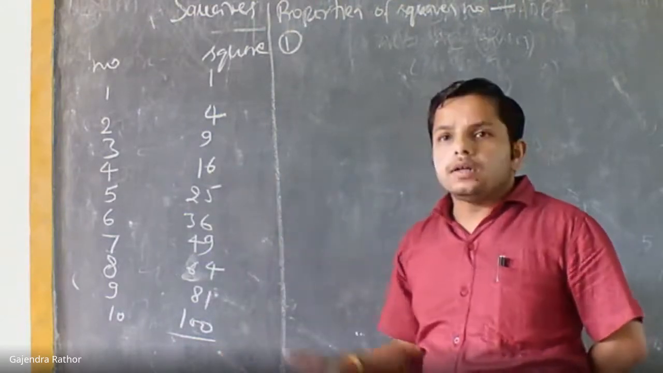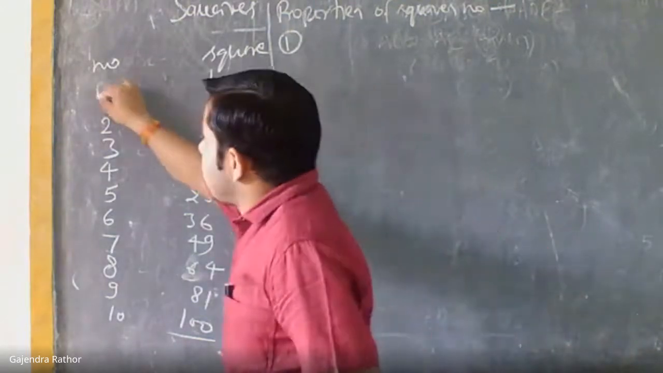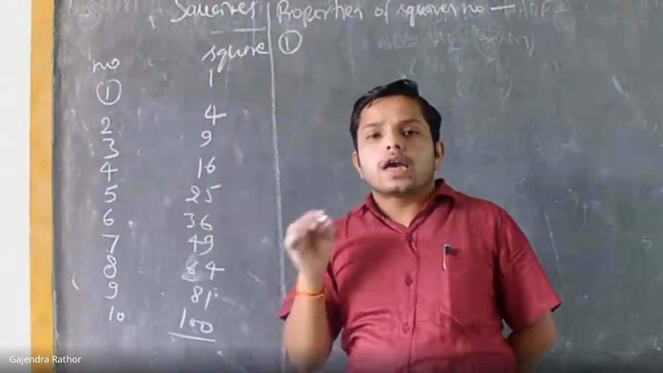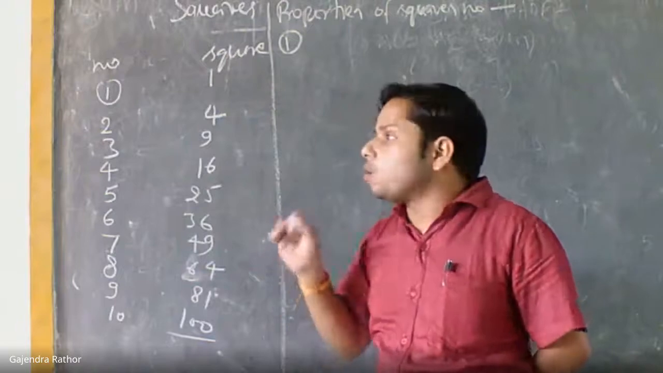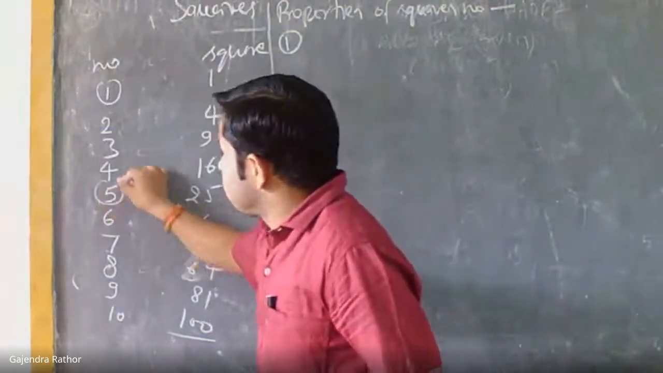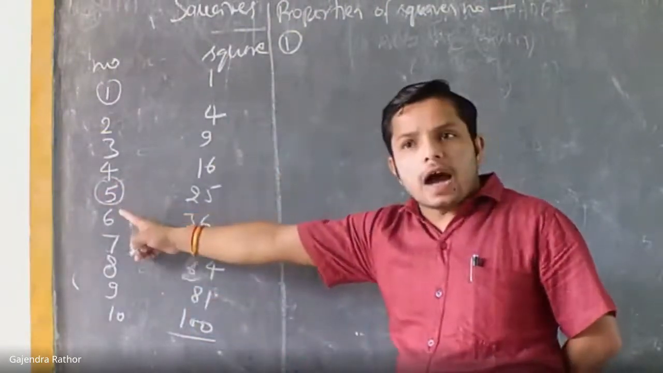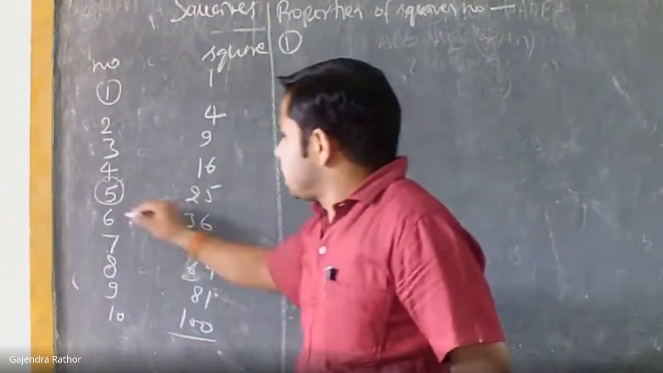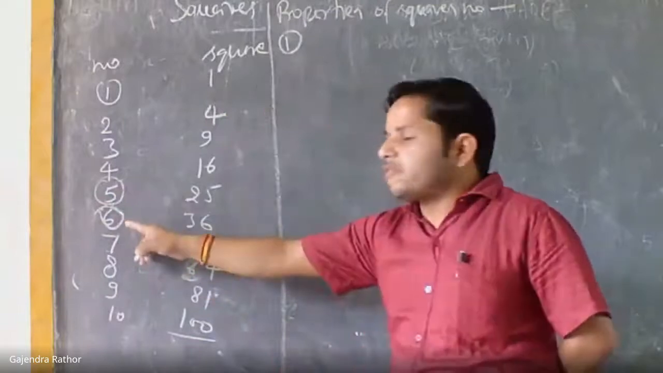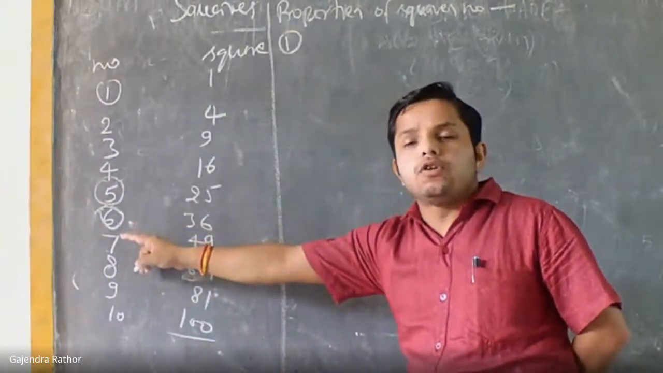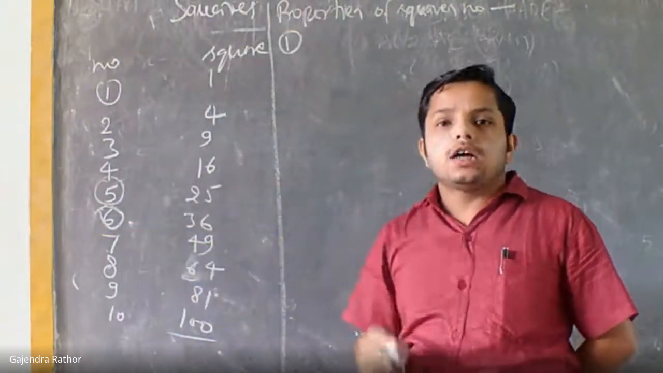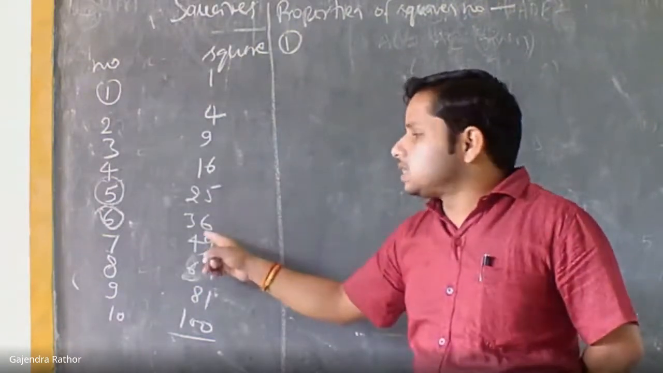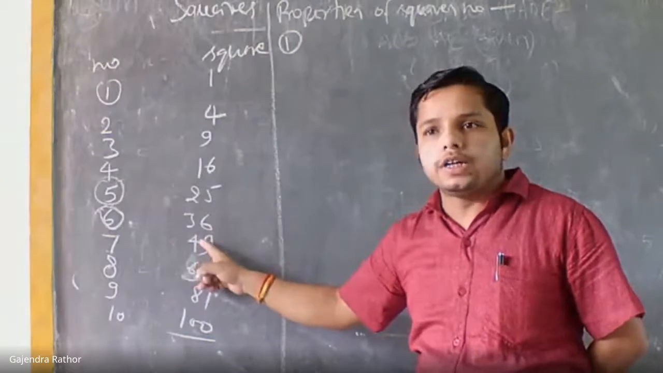So in this table, there are some special numbers. 1: if the unit place of a number is 1, then its square number will definitely have 1 as the unit place. The next is 5. If a number ends in 5, then its square number will also end in 5. Next is 6. If a number has 6 as its unit place, then the square of that number will definitely have 6 as its unit place, unit digit.